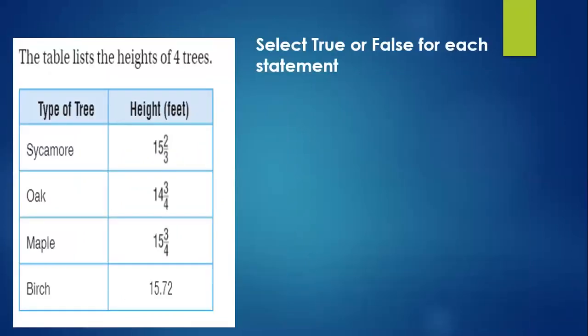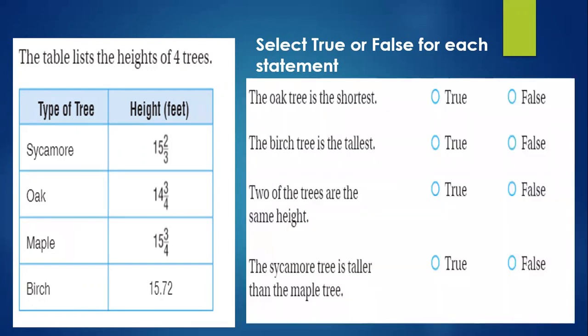Now the third one is select true or false for each statement. The heights of a few trees are given: sycamore, which is 15 and 2/3 feet, oak tree, which is 14 and 3/4 feet, maple tree, which is 15 and 3/4 feet, and birch tree, which is 15.72. Some statements will be given, and you have to select true or false for each statement. So these are the statements given.